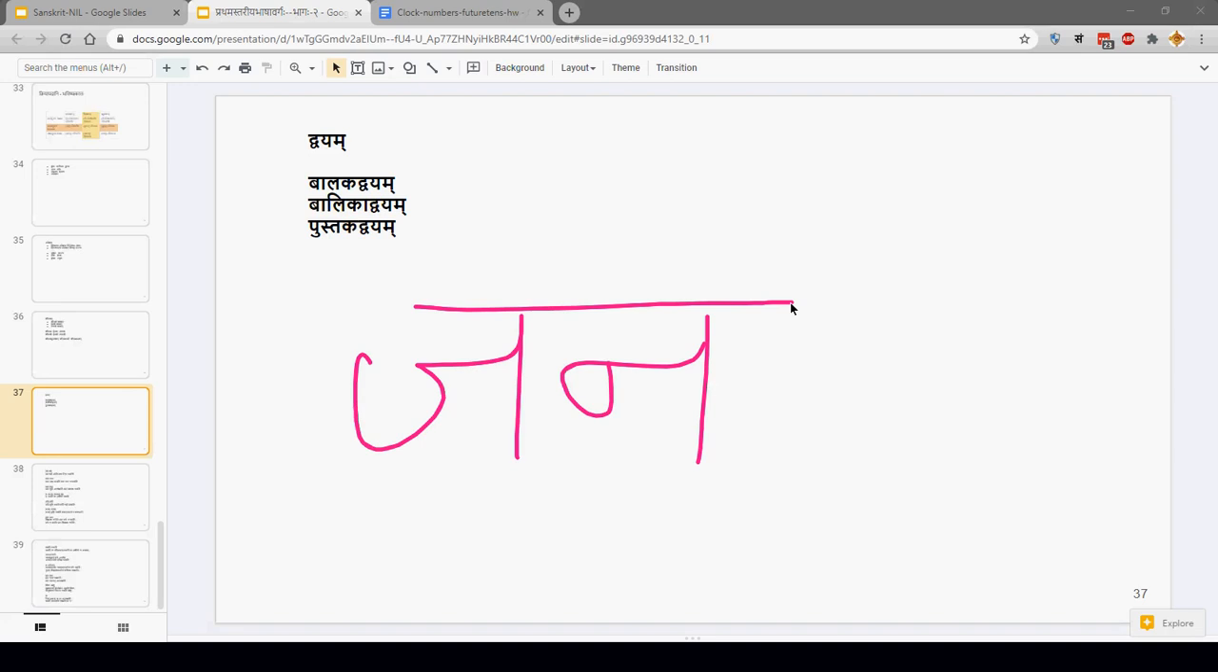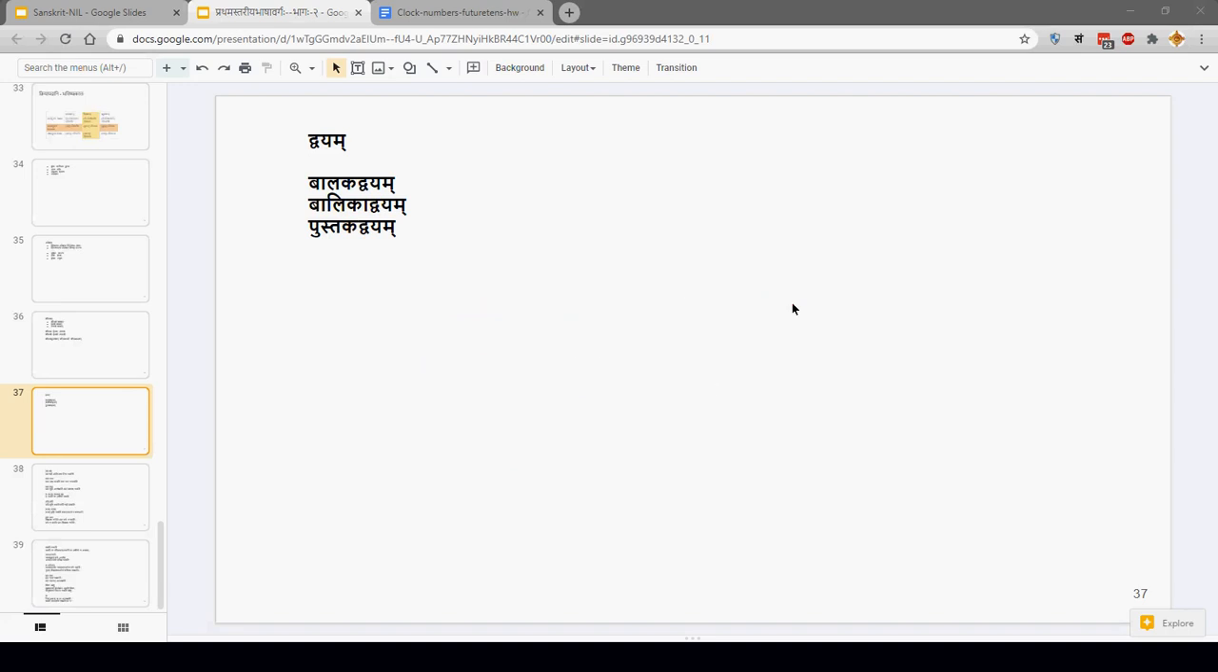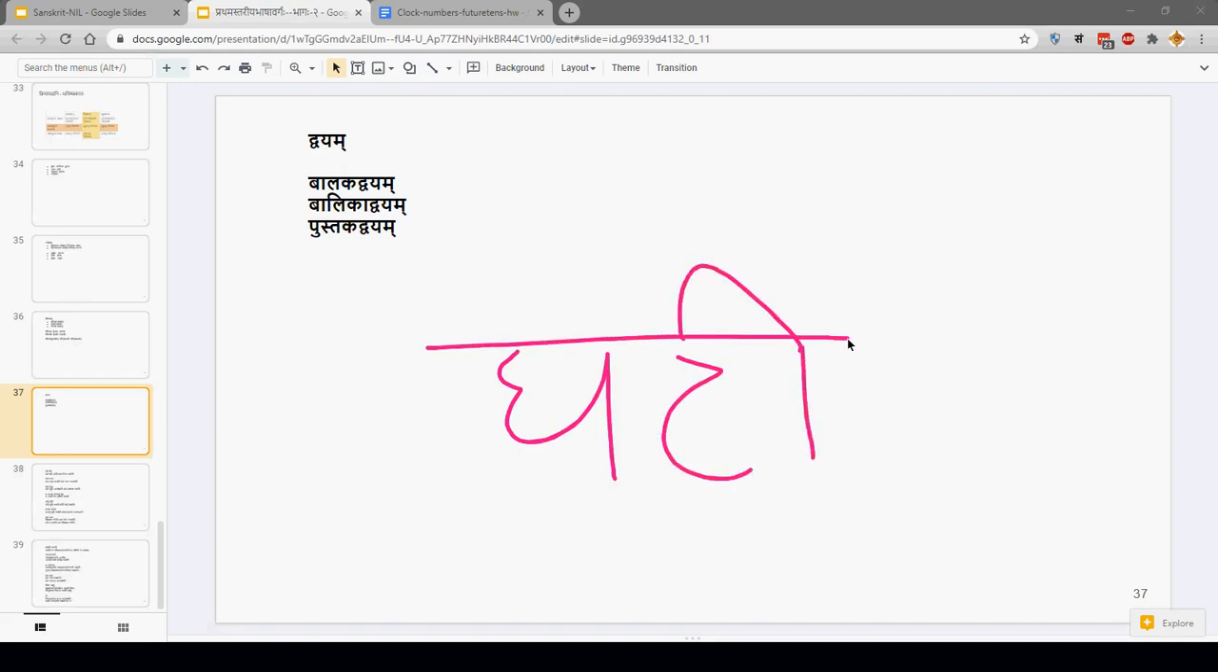So dvayam can be added to any noun base, and it means pair. So balakadvayam, balikadvayam, pustakadvayam, parvatadvayam, ghatidvayam. Remember always that the noun to which we are adding has to be in noun base form. Like for example, ghatidvayam, nadidvayam, balikadvayam. This is the base format. Pustakadvayam, kandukadvayam.